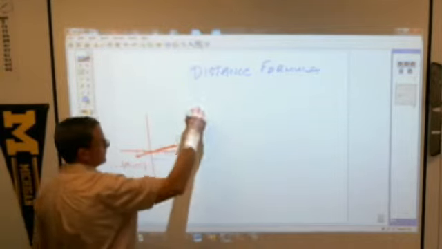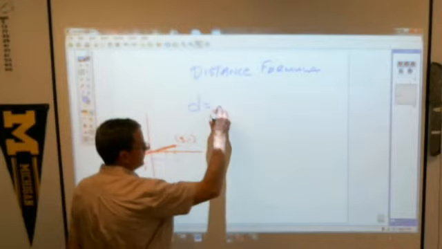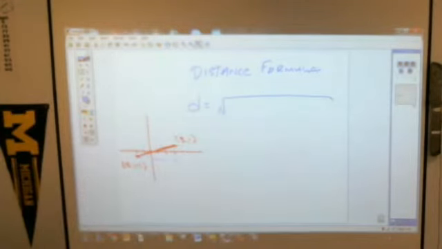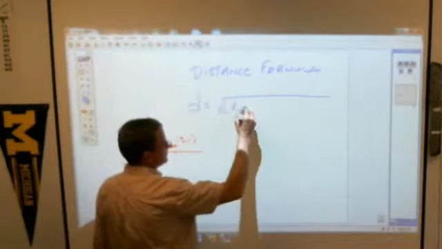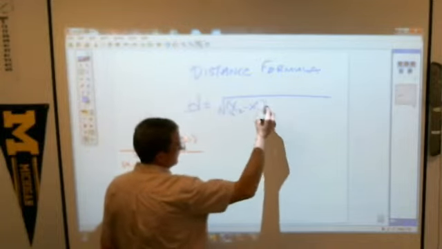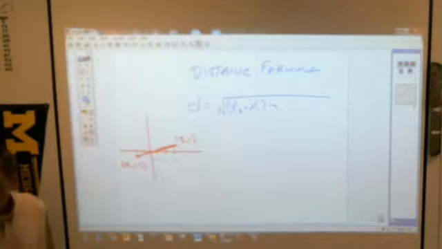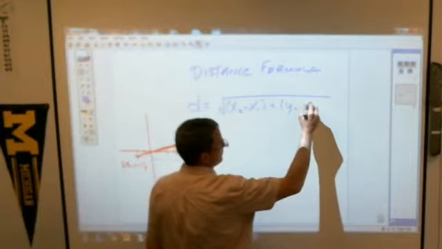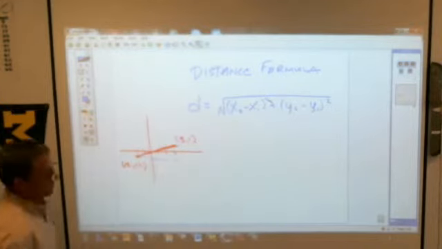D equals, here's the grand poopah of them all. D equals the square root of, in parentheses, x sub 2 minus x sub 1 squared. It looks really complicated. I believe it's minus. Oh, it's plus. Y sub 2 minus y sub 1 squared. Did I put squares up there? There you go.